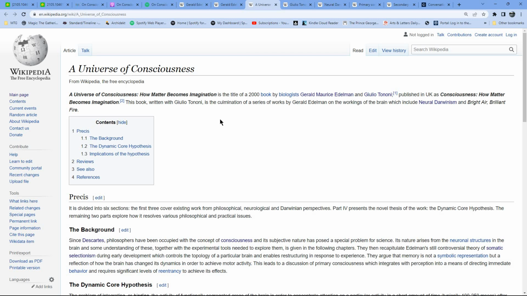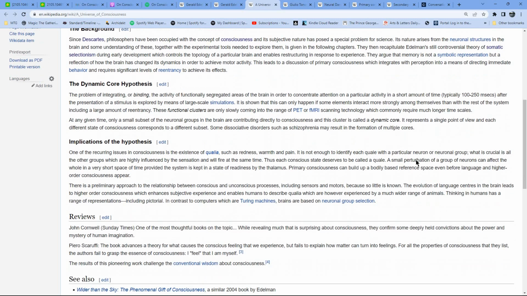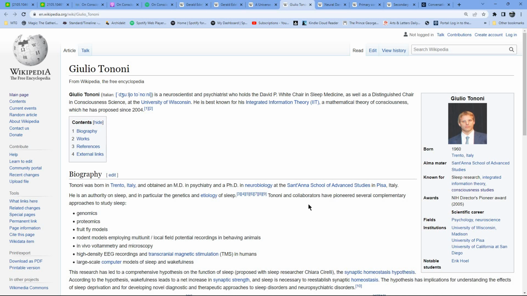And the reason why I point this one out rather than the other one listed there, the first book, is you can see it does mention here that it's a culmination of a series of works by Gerald Edelman on the workings of the brain, which include Neural Darwinism and Bright Air, Brilliant Fire. So it's sort of bringing together these concepts that he's developed and explored over time. And I'll also include an article on the co-author.